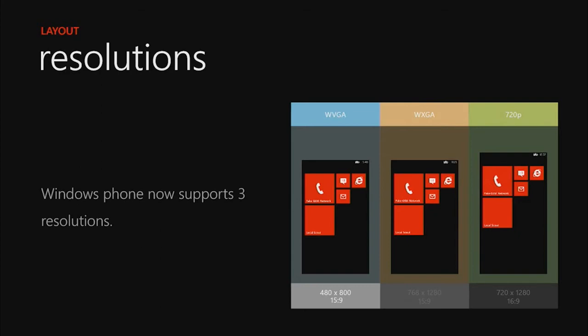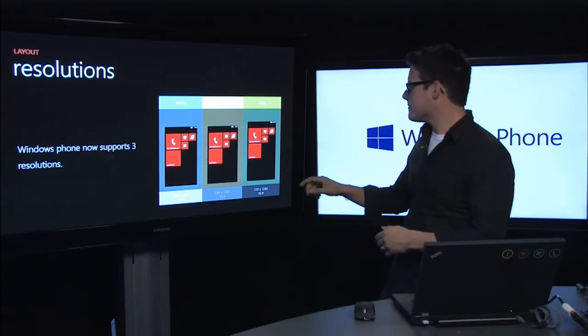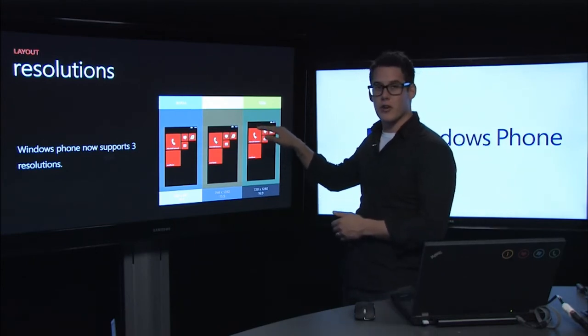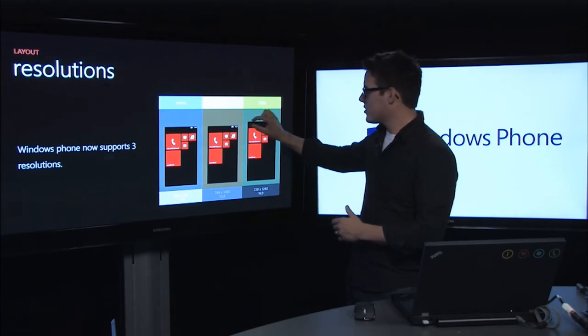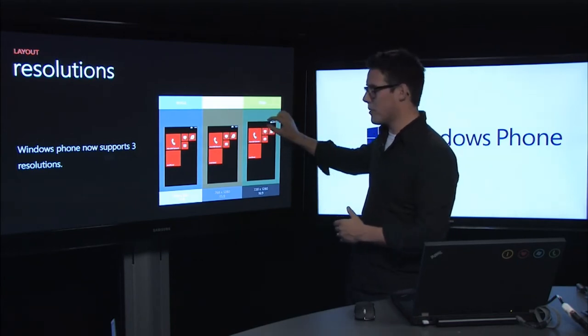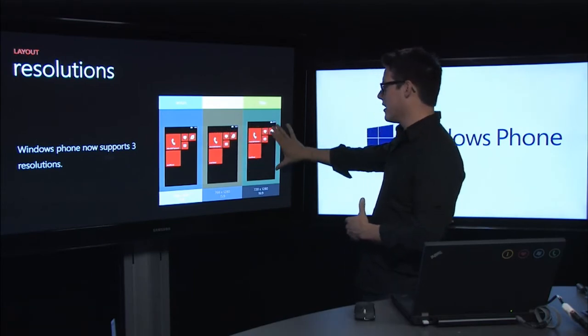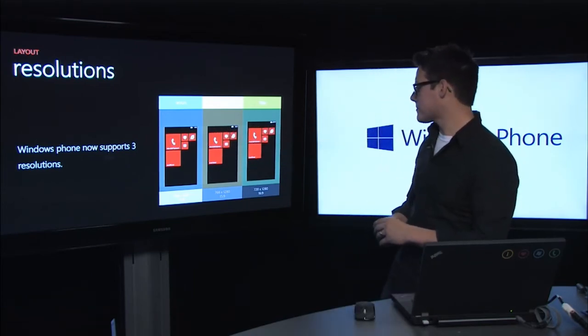One of the things to note on 720p is that applications that haven't been converted from the old 7.5 applications will actually have a slight black strip along the top, because the applications will sit in the WXGA location on those applications.